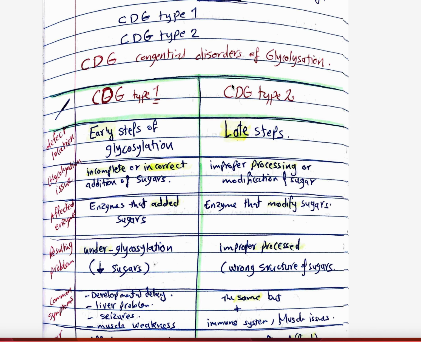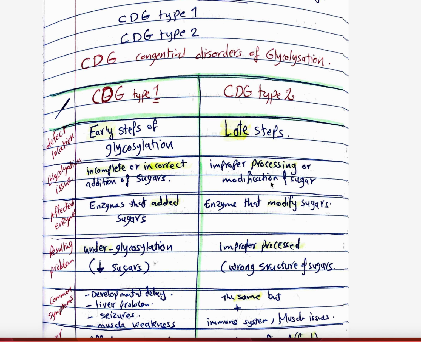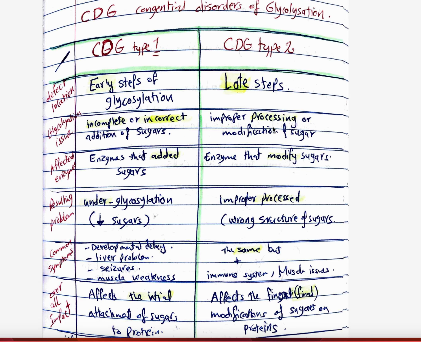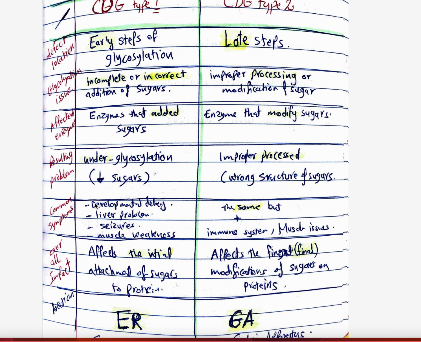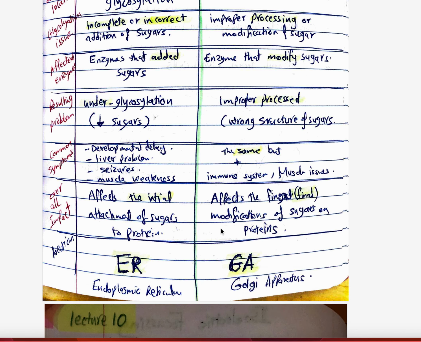In type 2 congenital disorders of glycosylation, it's in the late steps. There is improper processing or modification of the sugars, so the defect is in the enzymes that modify the sugars, producing wrong sugar substructures. The same things occur: developmental delay, liver problems, seizures, plus immune system and muscle issues. It affects the final modifications of the sugars on the protein, everything that is happening in the Golgi apparatus.